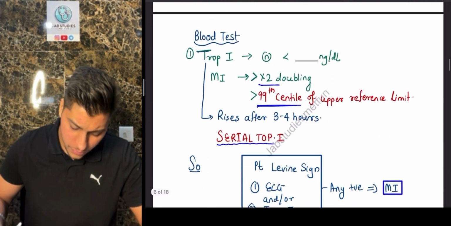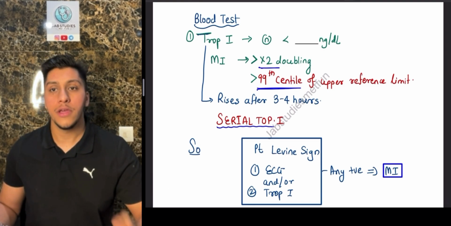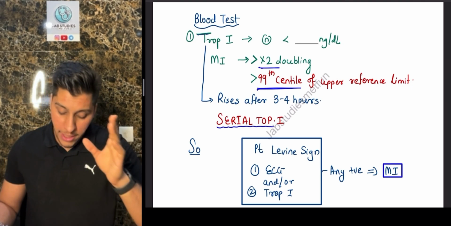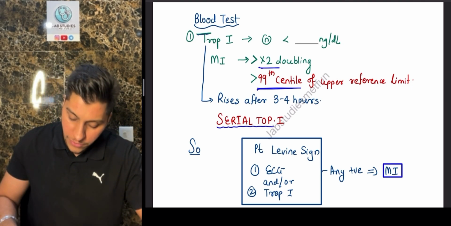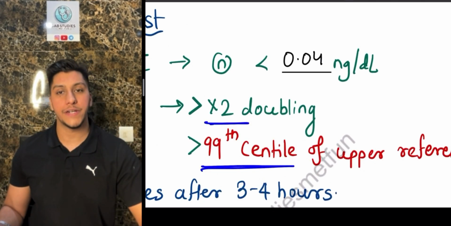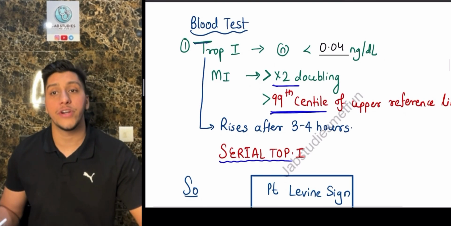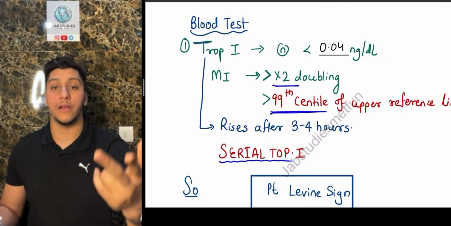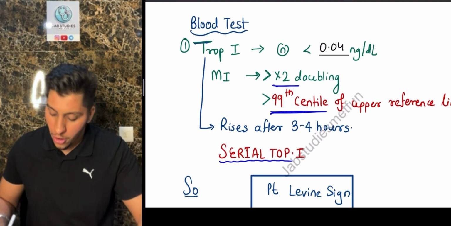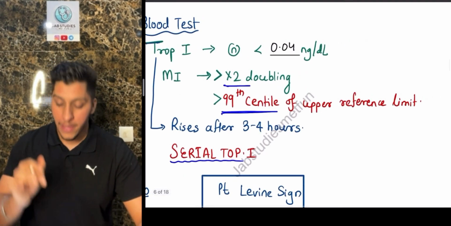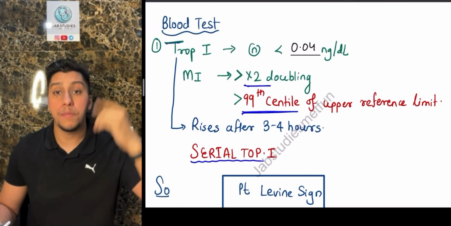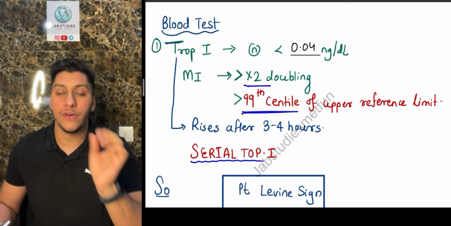Okay. What are the blood tests you are going to do in case of MI? The first and the most important one is you will do a troponin test after the ECG, of course. In the troponin test, normally in you and me, the normal troponin value is less than 0.04 nanogram per deciliter. But classically in case of MI, this value is going to double, which is known as doubling, or it is considered as the 99th percentile of the upper reference limit. Okay. Remember, the troponin value is going to rise within 3 to 4 hours. It is going to peak at 24 hours. And it will last from 7 to 10 days.